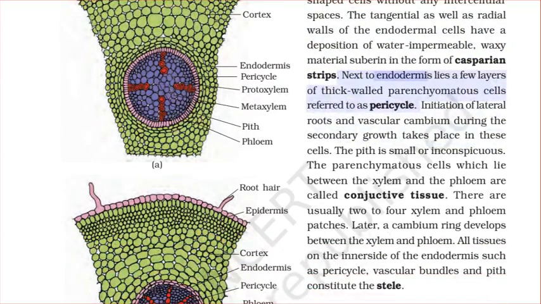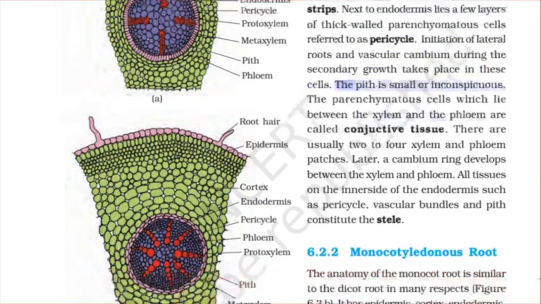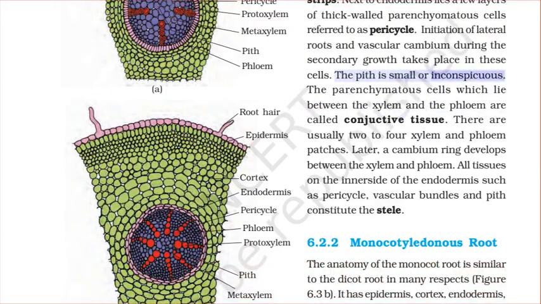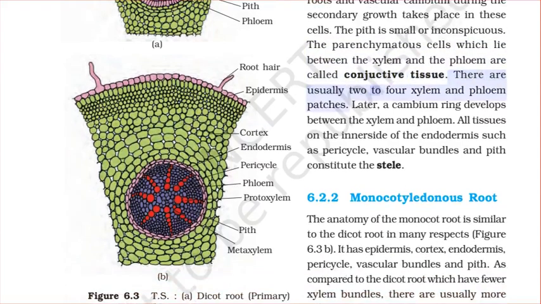Next to endodermis lie a few layers of thick-walled parenchymatous cells referred to as pericycle. Initiation of lateral roots and vascular cambium during the secondary growth takes place in these cells. The pith is small or inconspicuous. The parenchymatous cells which lie between the xylem and the phloem are called conjunctive tissue. There are usually 2 to 4 xylem and phloem patches.